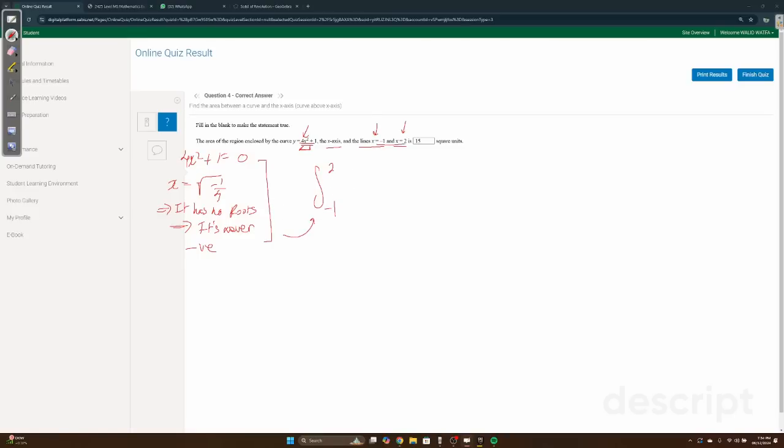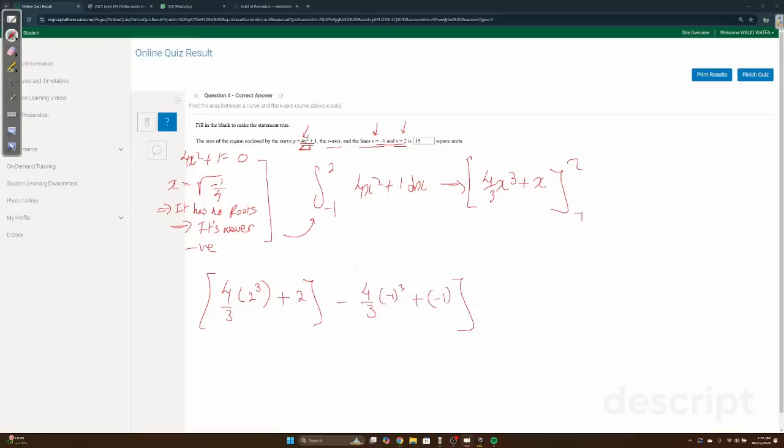So let me just integrate from my bounds minus 1 to 2, 4x squared plus 1 dx. Let's see. You're going to get 4 over 3 x cubed plus x in between my bounds minus 1 and 2. Start your substitution. 4 over 3, 2 cubed plus 2, minus 4 over 3 times minus 1 cubed plus minus 1. Yeah, that's pretty much it.